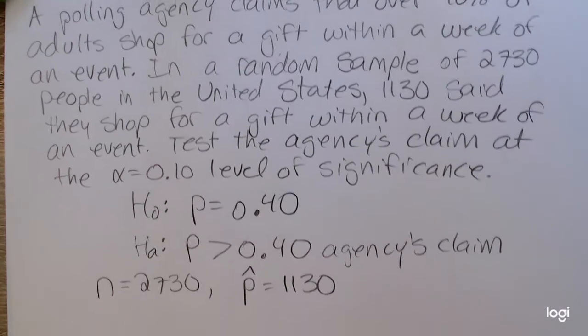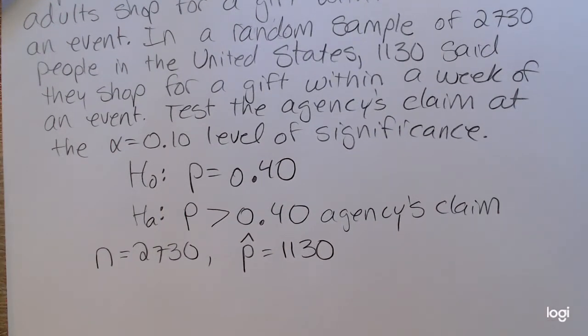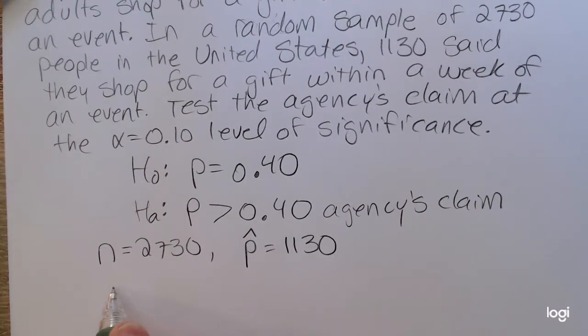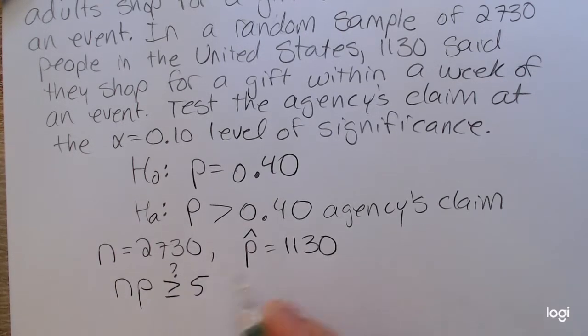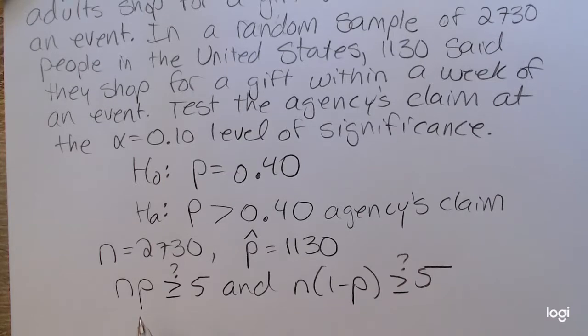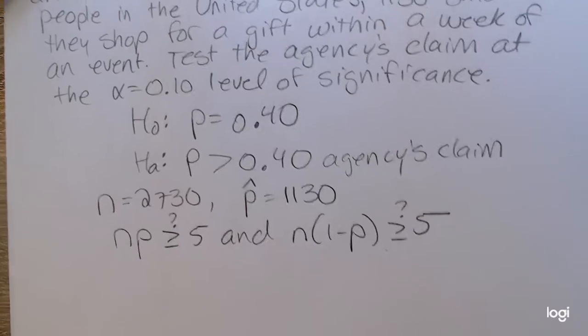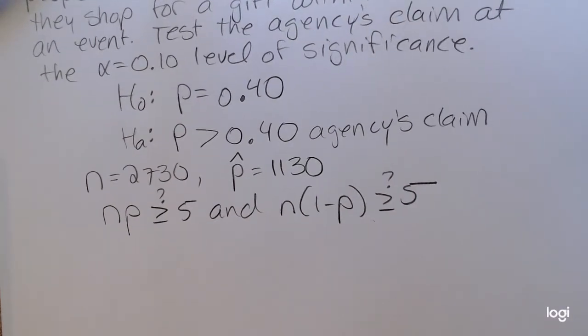So we need to know, can we use the one proportion z-test for this problem? To check that, we need to find whether n times p is at least 5 and n times 1 minus p is at least 5. If these two conditions are met, then we have the justification to use the z-distribution for our standardized test statistic and for the critical value or values.